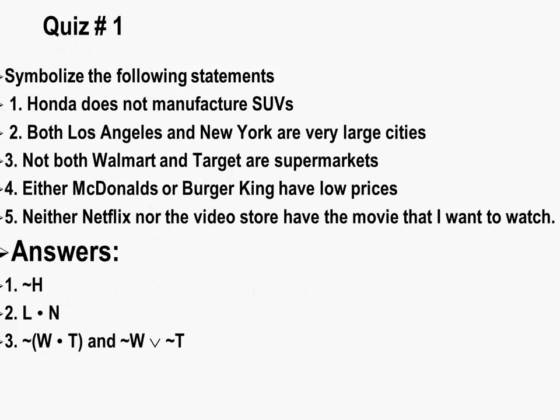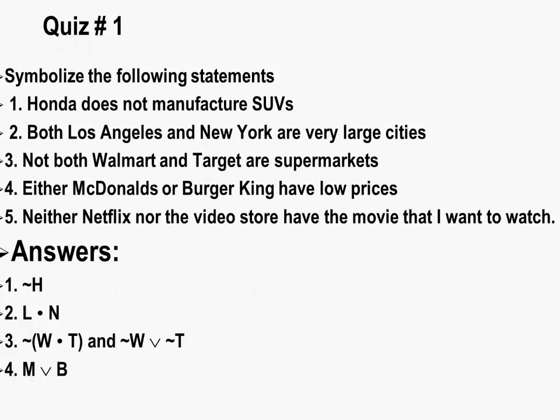But also the other answer here on the right equally symbolizes or formalizes that statement, right? Because saying not both Walmart and Target are supermarkets is equivalent to saying neither Walmart nor Target are supermarkets, right? And that's what tilde W wedge tilde T symbolizes. It's neither nor, right? Okay, so that's number 3.